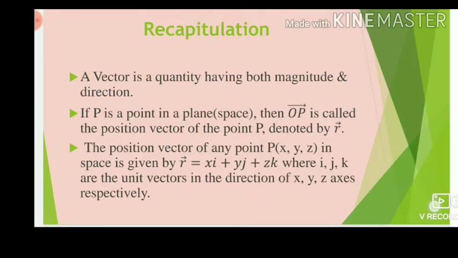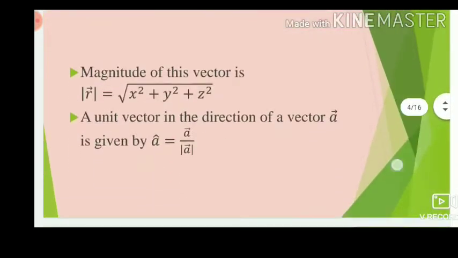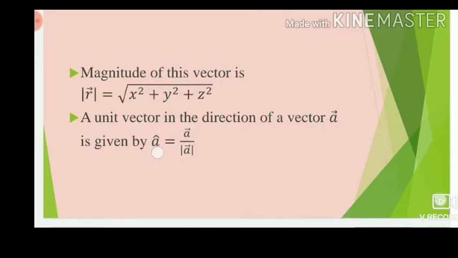The position vector of any point P(x, y, z) in space is given by vector r equal to xi plus yj plus zk, where i, j, k are the unit vectors in the direction of the x, y, z axes respectively. The magnitude of this position vector r is given by root of x square plus y square plus z square. A unit vector in the direction of vector A is denoted by A cap, which is equal to vector A divided by magnitude of A.